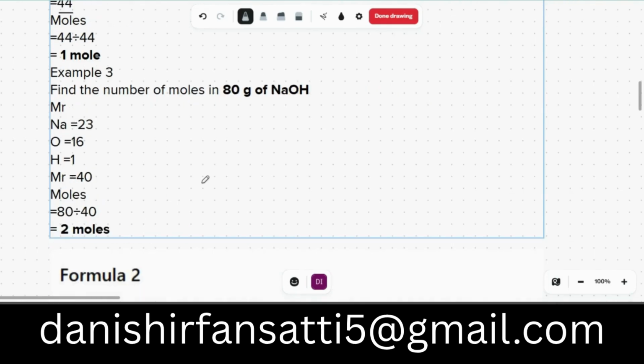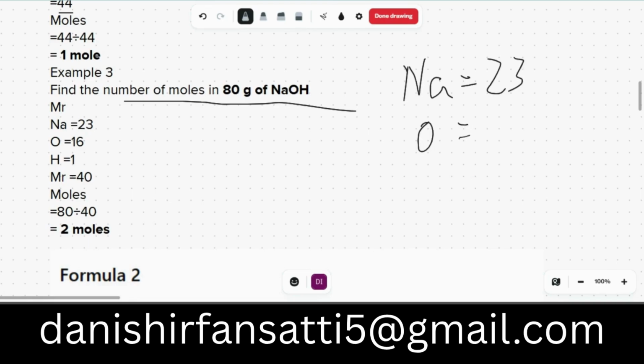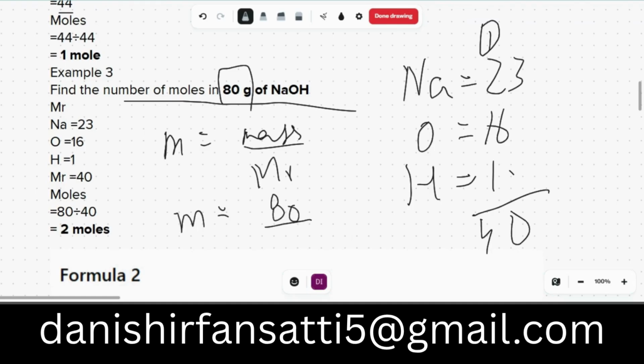Now we are going to find the number of moles in 80 grams of NaOH. Na is 23, O is 16, and hydrogen is 1. So we just add them: 23 plus 16 plus 1 is 40. And 80 grams is present. So moles is equal to mass over Mr, so 80 divided by 40. That will give us 2 moles.